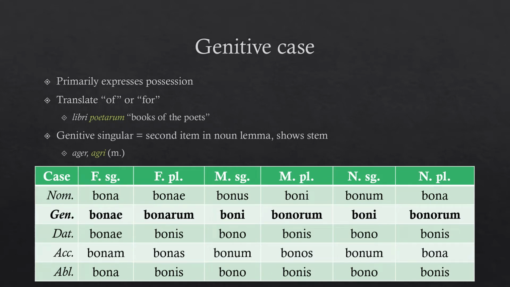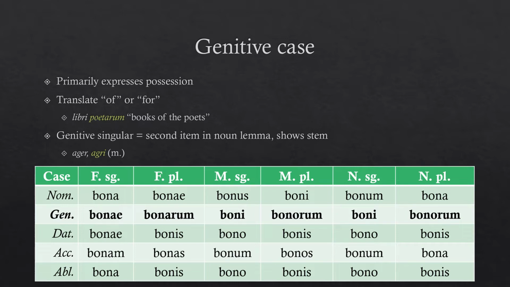Before we learn new uses of the genitive case, let's review the basics. Remember that the genitive case primarily expresses possession. Anytime you come across a noun in the genitive case, whatever function it may be serving in the sentence, it is best to initially translate it with the word of, and as we will see, occasionally for. So if you came across the phrase libri poetarum, it would be best to translate it, at least at first, books of the poets.